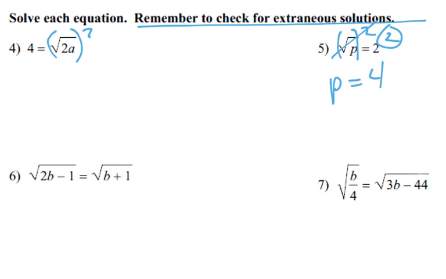Number 4, same idea, square these. 4 squared is 16 equals 2a, divide by 2, and we get a equals 8.